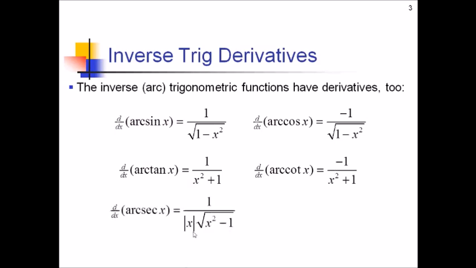Arc secant is going to be 1 over absolute value of x times the square root of x squared minus 1. And then arc cosecant is the negative version of that.